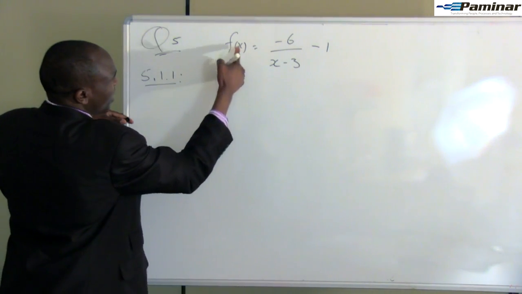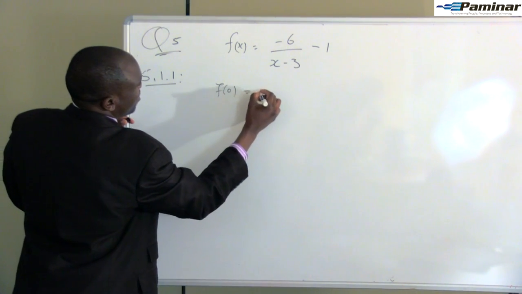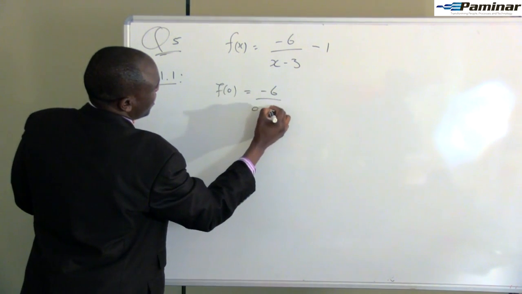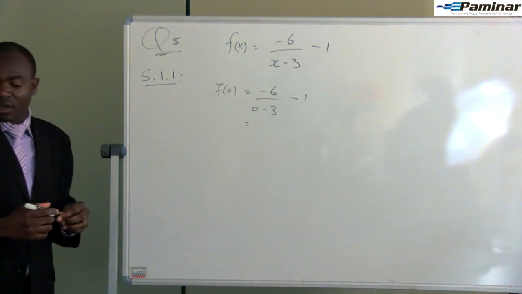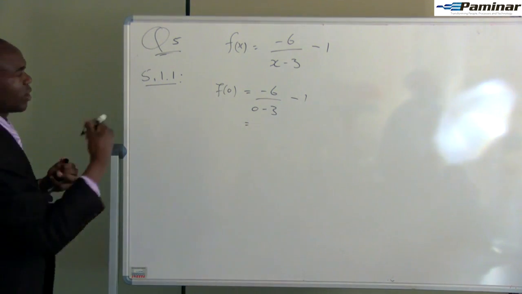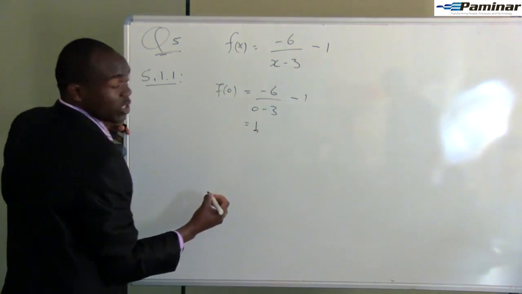So now f of 0 is equal to minus 6 over 0 minus 3, minus 1. Punch it in your calculator. What do you get? You're going to get 1. So that's your y.